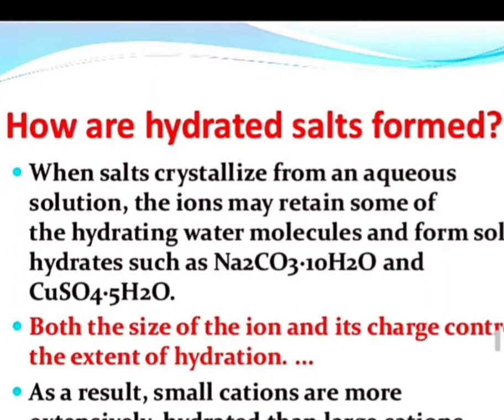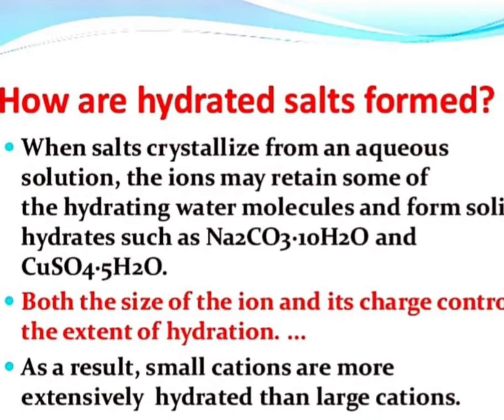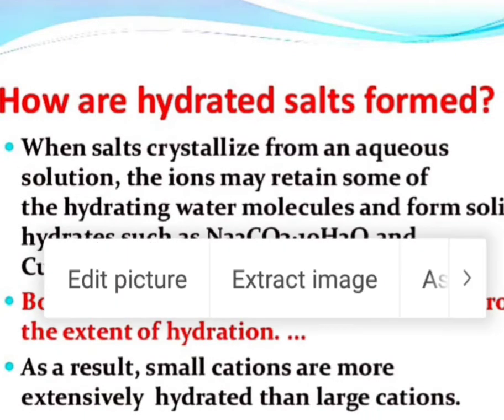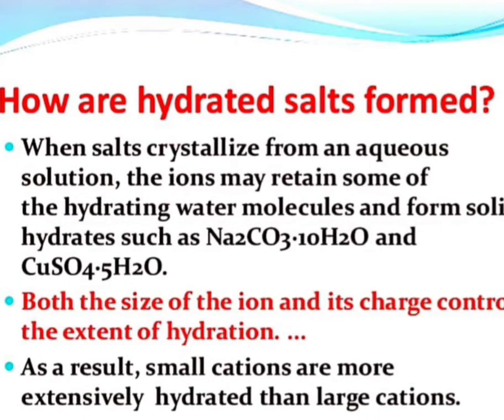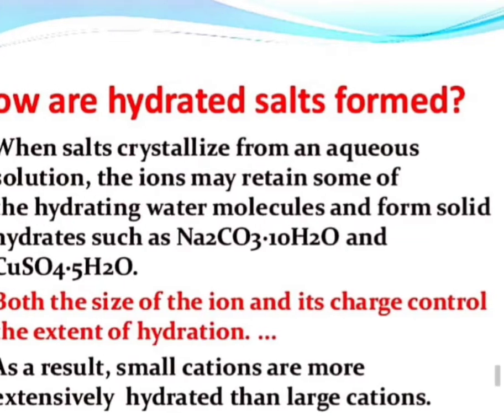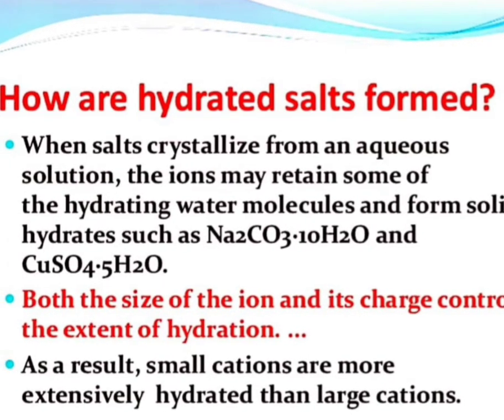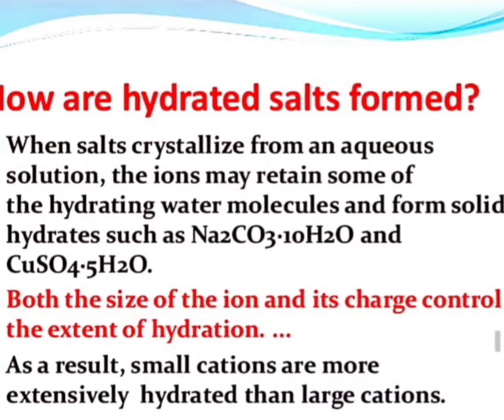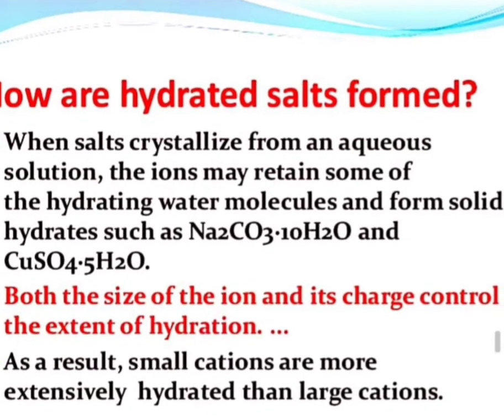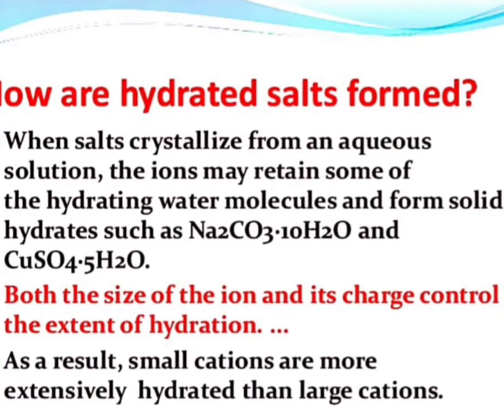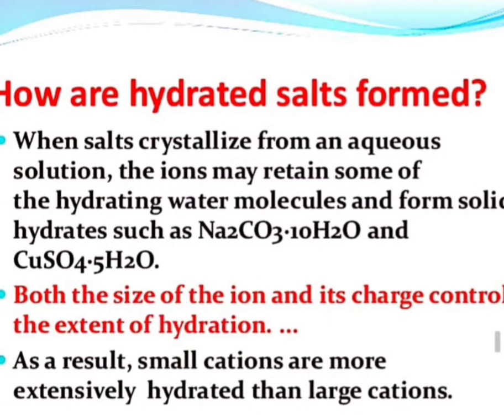How are hydrated salts formed? When salts crystallize from an aqueous solution, the ions may retain some of the hydrated water molecules and form solid hydrates such as Na2CO3.10H2O and CuSO4.5H2O. Both the size of the ion and its charge control the extent of hydration. As a result, some small cations are more extensively hydrated than large cations.